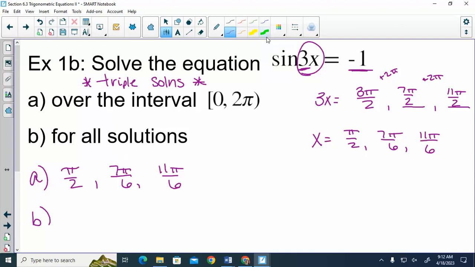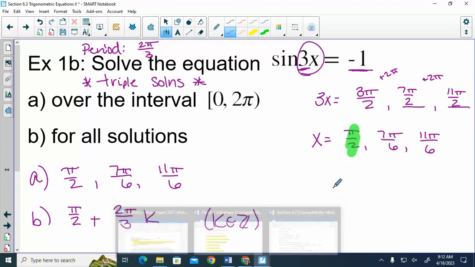Now, if I said for all possible solutions, remember, the initial solution was just the pi over 2, right? We only had the extras because we added on for the triple solutions. So it's pi over 2 plus the period. So normal period is 2 pi divided by 3, so we could say plus 2 pi over 3k, where k is an integer.